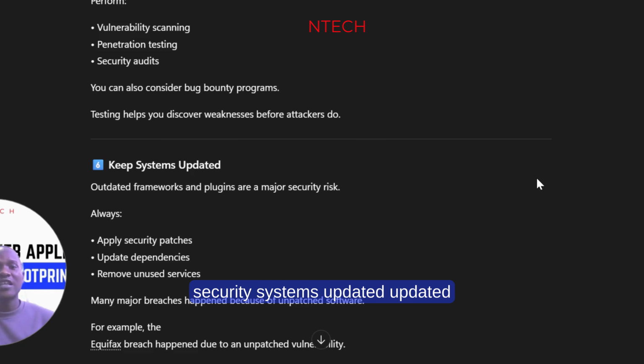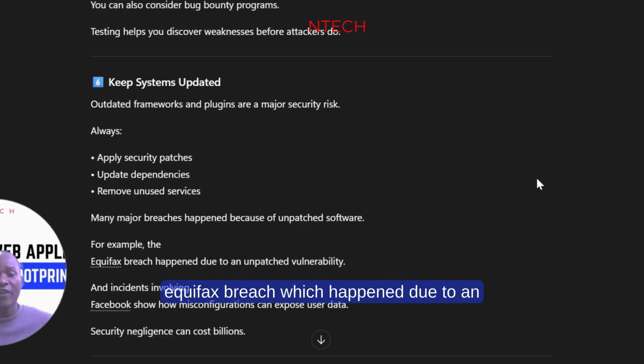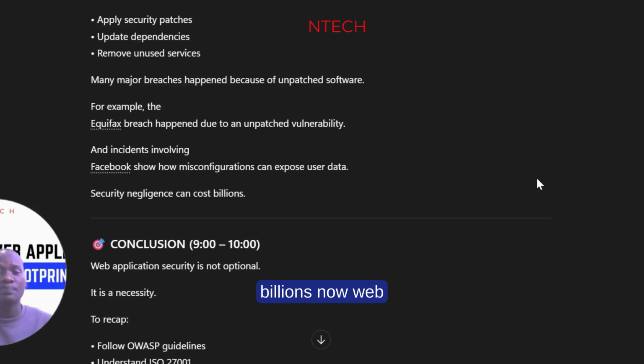Keep security systems updated. Outdated frameworks and plugins are a major security risk. Always apply security patches, update dependencies, and remove unused services. Many major breaches happen because of unpatched software. For example, the Equifax breach happened due to an unpatched vulnerability. An incident involving Facebook shows how misconfiguration can expose user data. Security negligence also costs billions.